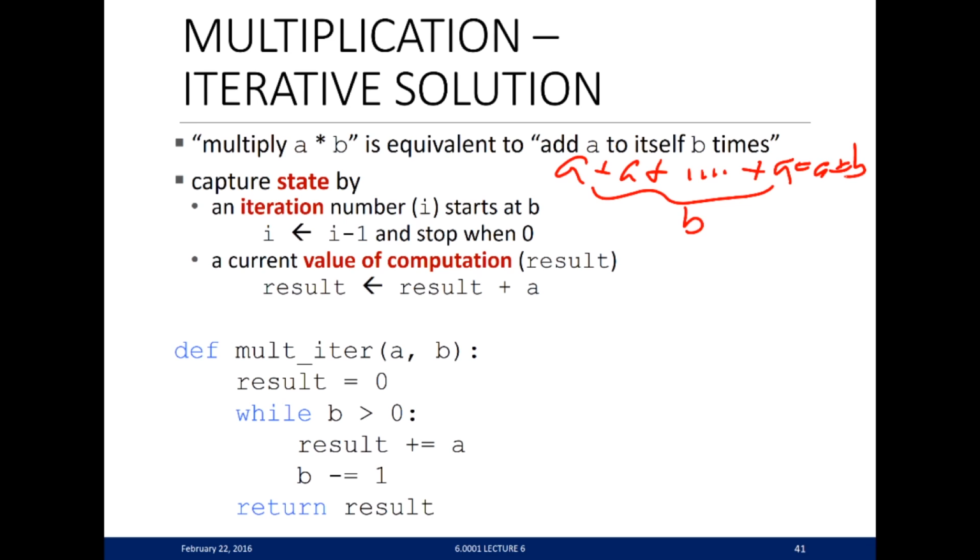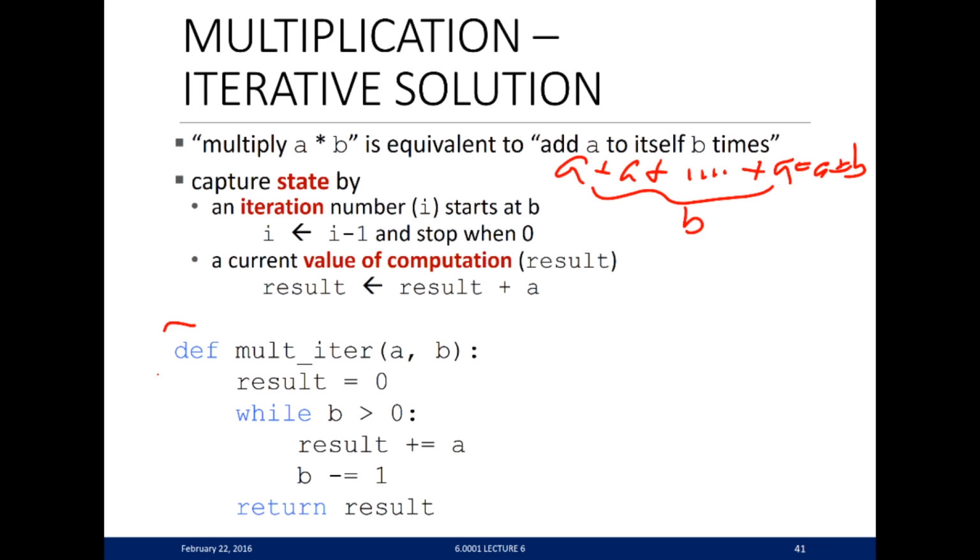Iteratively, I would solve this by saying, I'm going to capture the state of the computation with an iteration variable. Let's call it i. I'm going to start it off at b because I've got b additions to do. And a current state of the computation, I'm going to call it result. And I'll start that off at 0. And then my iteration is to simply, at each stage, do one more addition and reduce that iteration variable by 1.